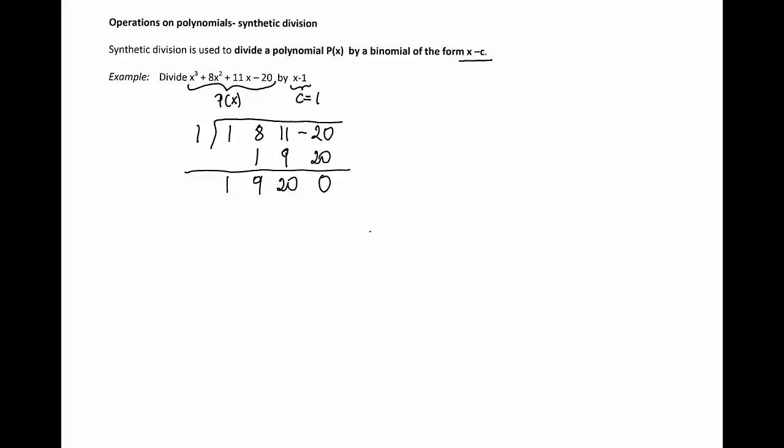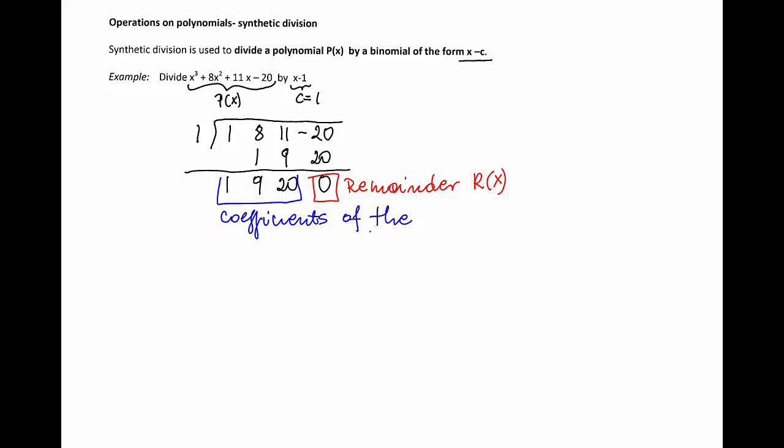We'll get a list of numbers, and the last number below that horizontal line is the remainder. So this number will always be the remainder. Let's call it r of x. And the first 3 numbers, or remaining numbers, are coefficients of the quotient. So these numbers form coefficients of the quotient.